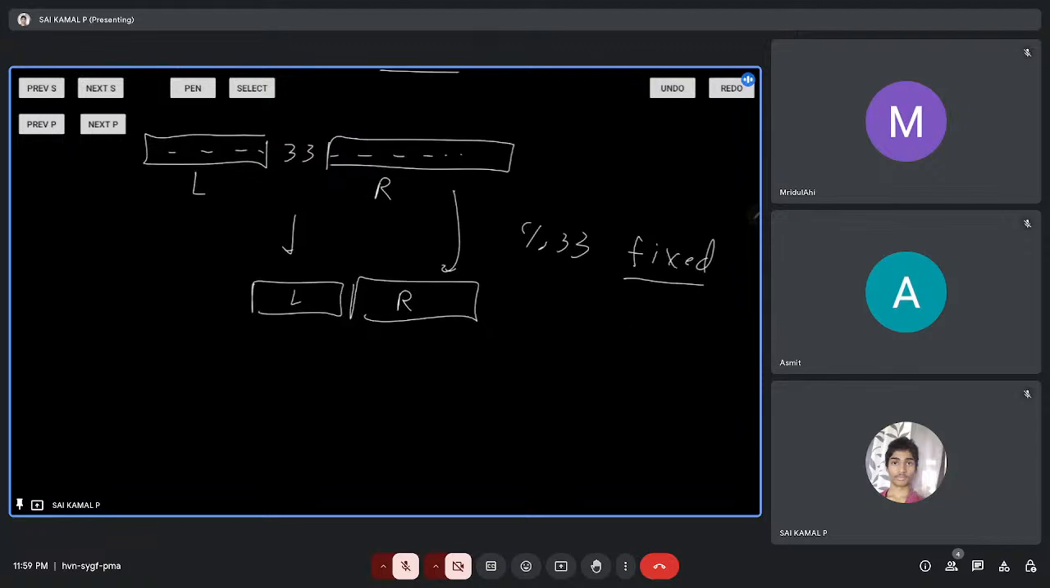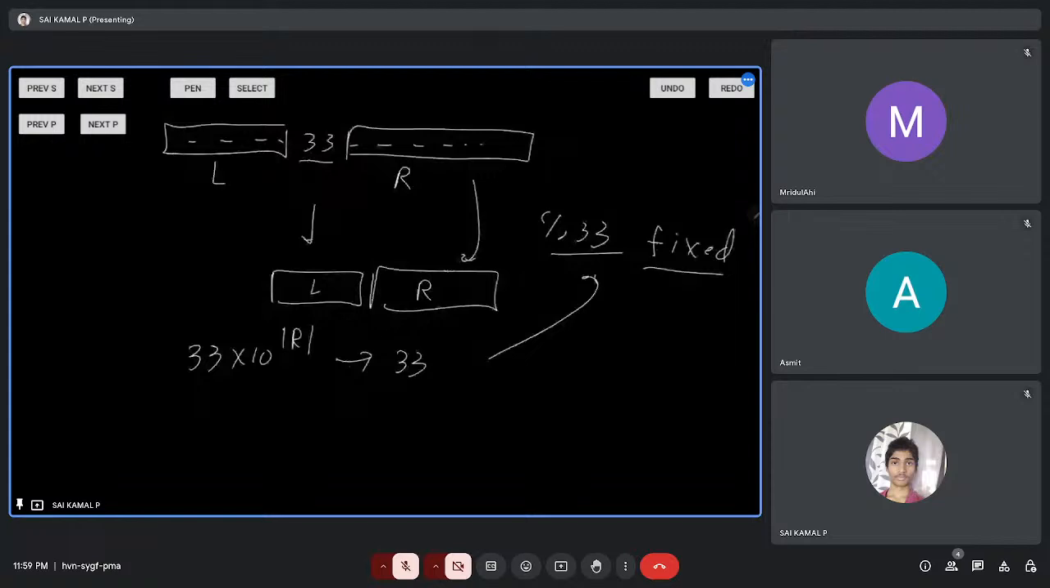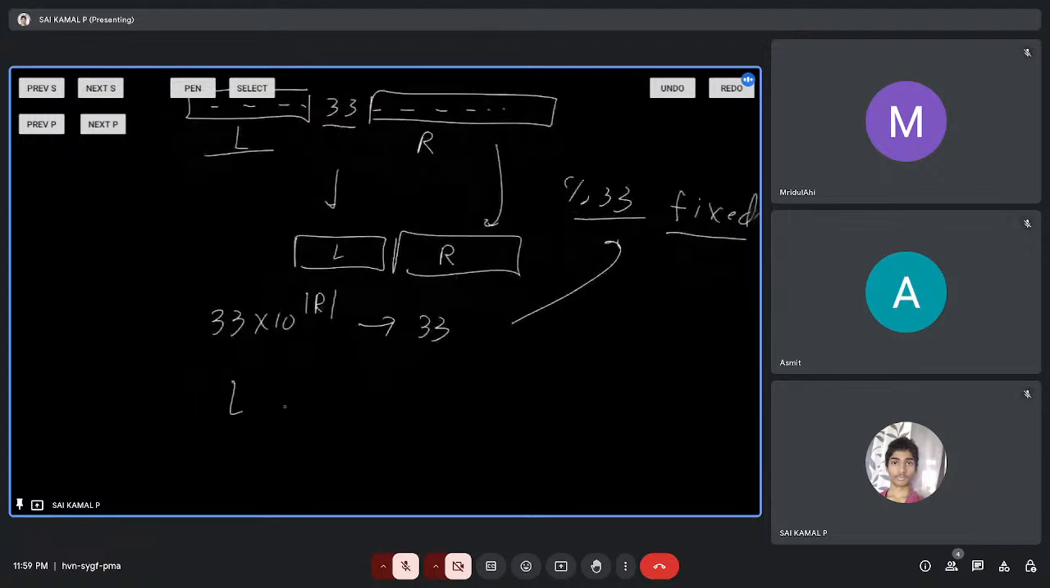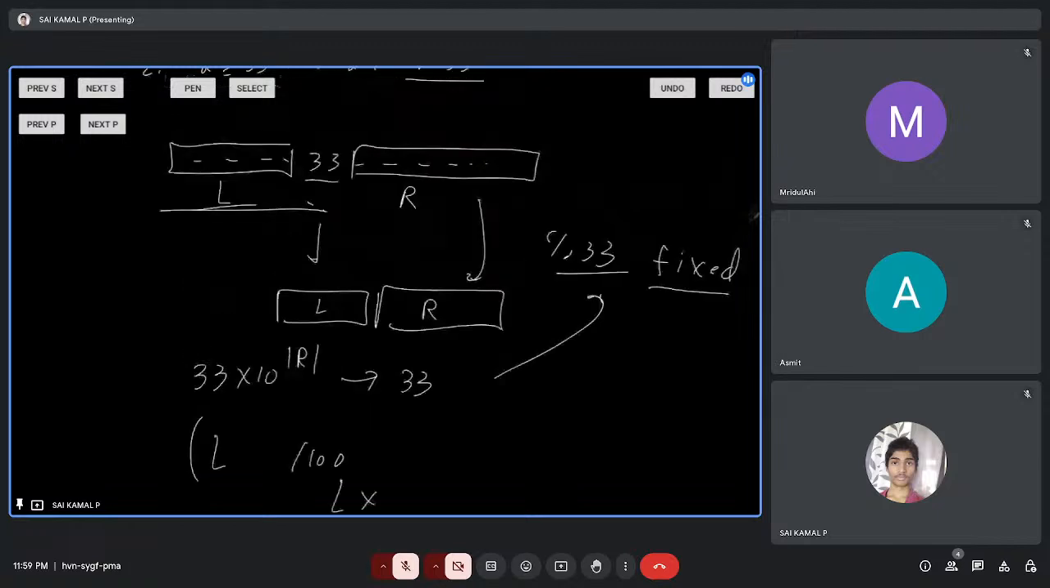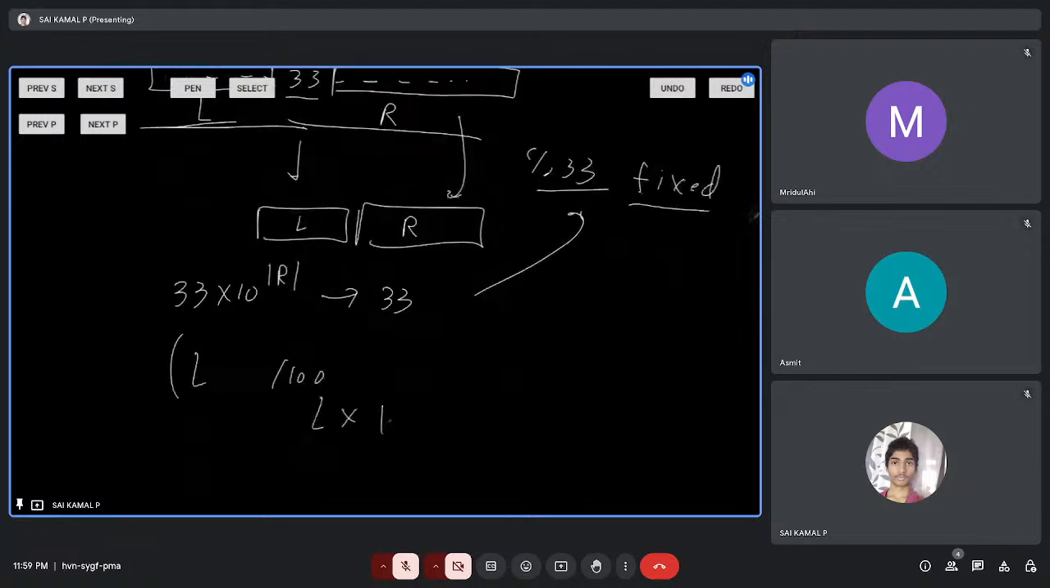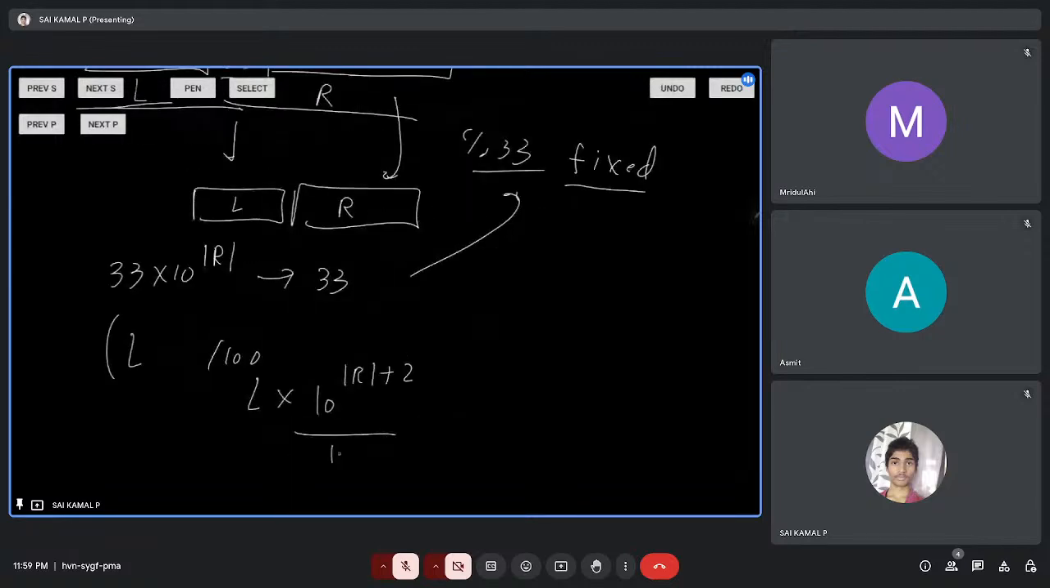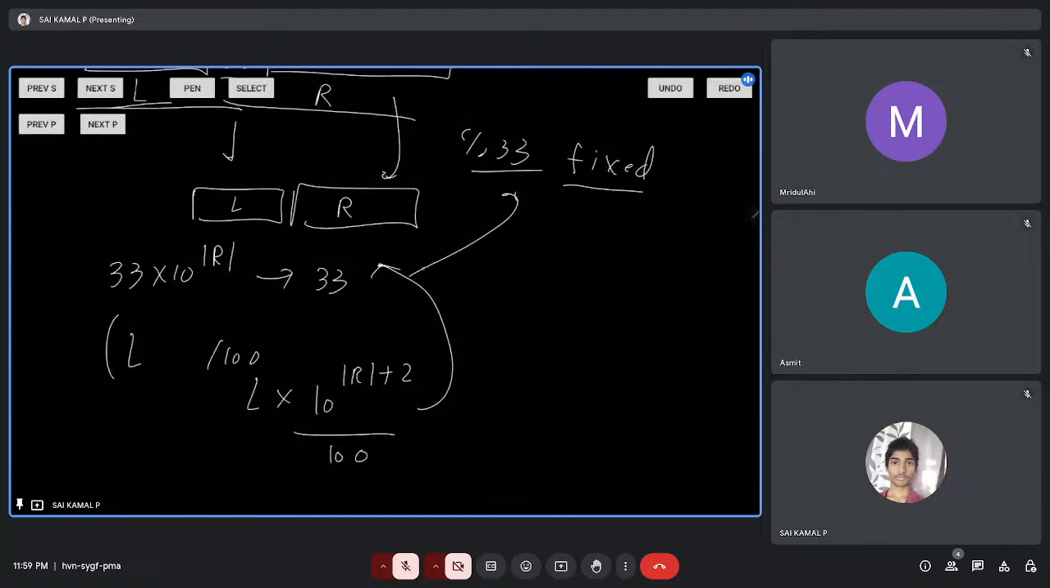So the way you show it is like this: it can be assumed as first removing 33 times 10 to the power of the length of the right part, which is essentially a multiple of 33. So that doesn't change the value modulo 33. And the left string is being divided by 100. So it's like L times 10 to the power of r plus 2, and this is being divided by 100, and that is being added to the resulting string.